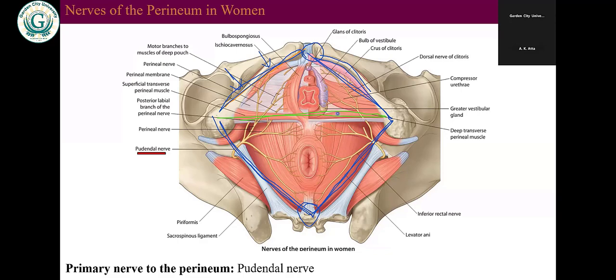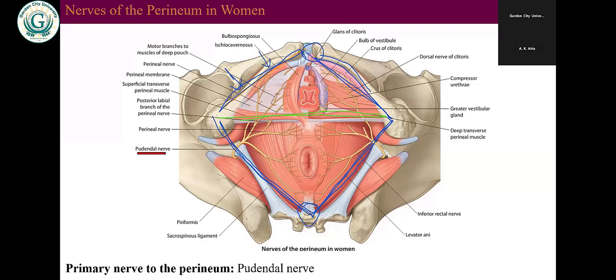This pudendal nerve will supply the transverse perineal muscle. It will supply the bulbospongiosus muscle, and will also supply the ischiocavernosus muscle. So you realize that in males, we also had the bulbospongiosus muscles, those muscles that were covering the bulb of the penis. In females, they also have bulbospongiosus muscle covering the bulb of the vestibule and the greater vestibular glands, or the Bartholin's glands.